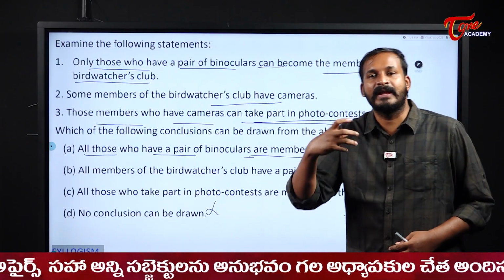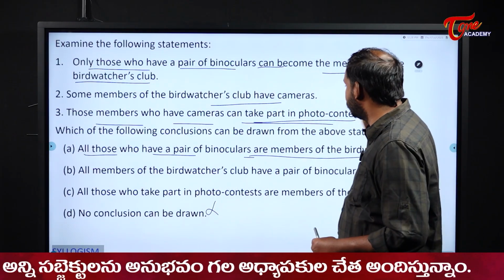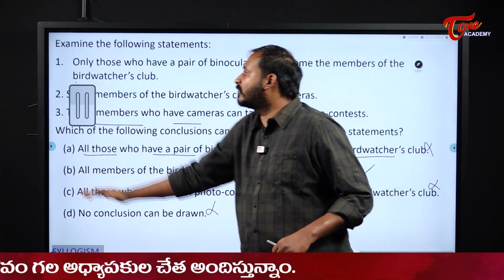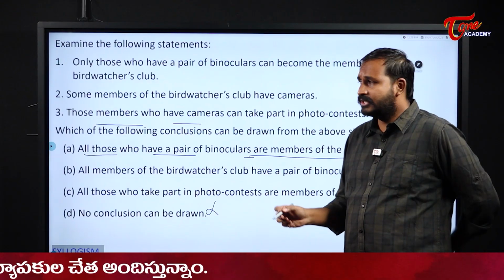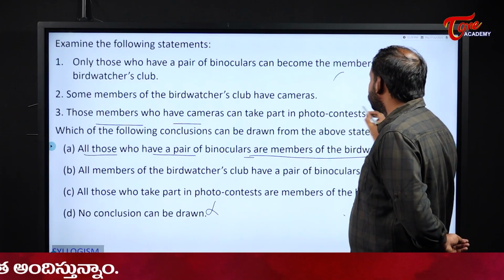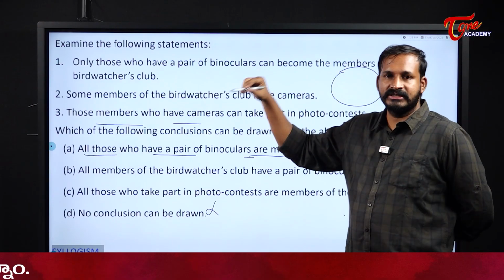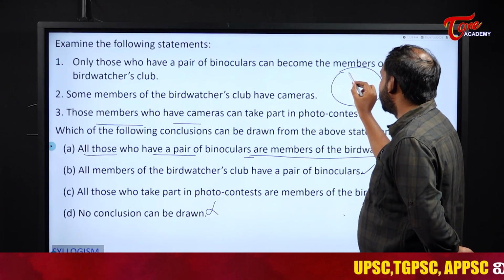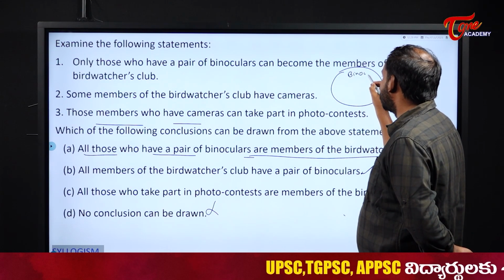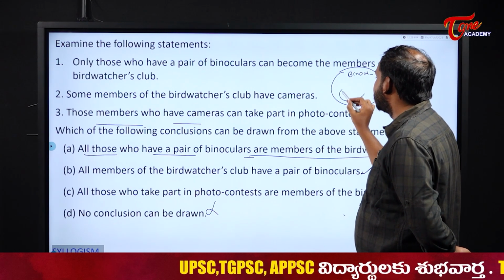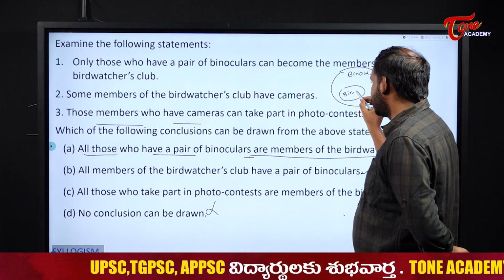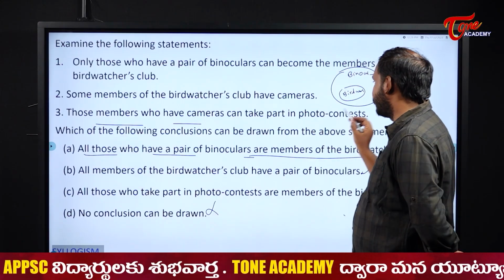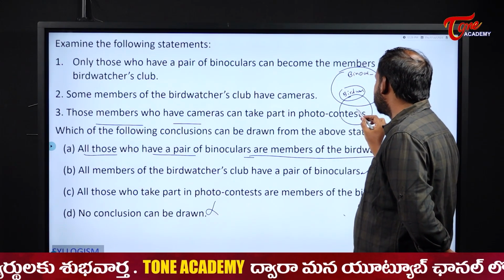Now we will try to apply our Venn diagram logic here, students. From the statements, only those who have binoculars can be members, which means all the bird watchers club members belong to binoculars. Binoculars will become the largest group, and inside that I will have the bird watchers club. Next, some members of the bird watchers club have cameras. Only some have cameras.